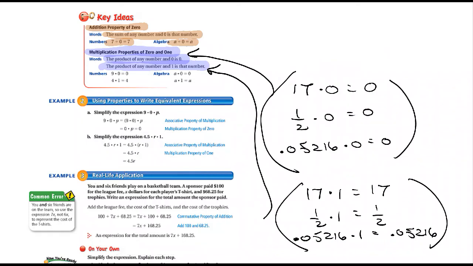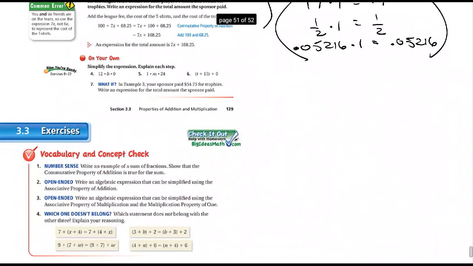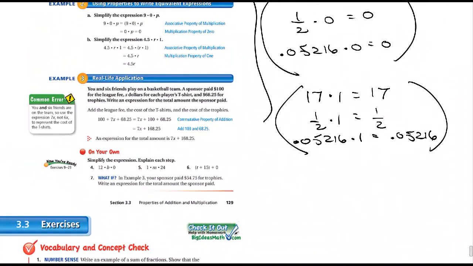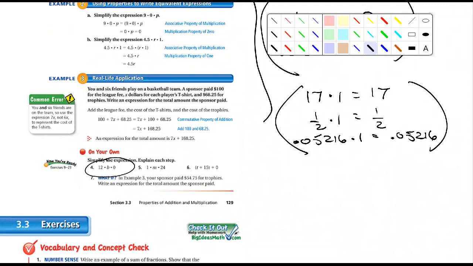And let's go down a little bit further here. On your own, I'm looking at that, 12 times b times 0. It says simplify the expression. Well, I'm not quite sure what they're looking for in that. To me, to simplify the expression, it's going to end up being 0, no matter what. So I think that would simplify the expression.